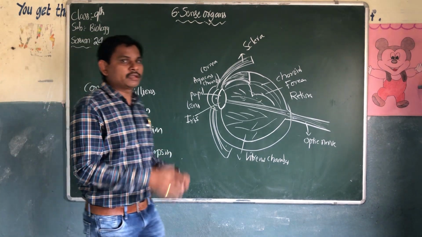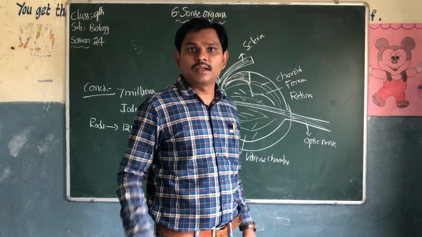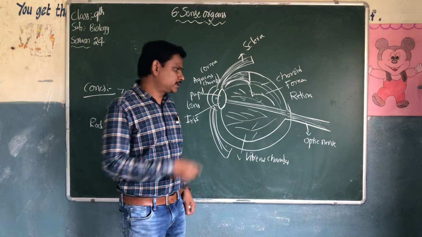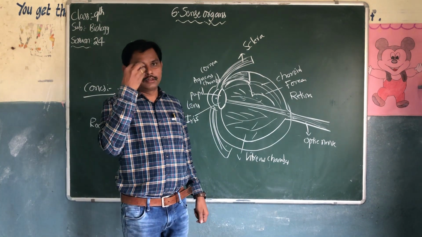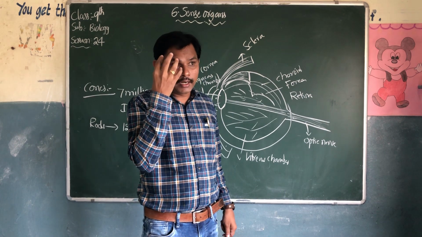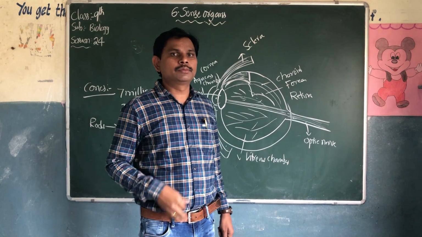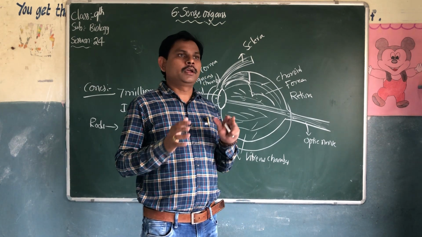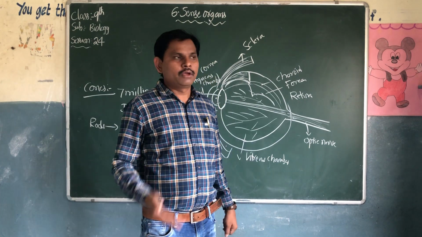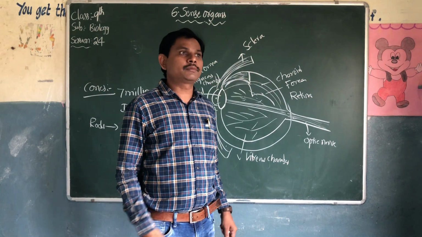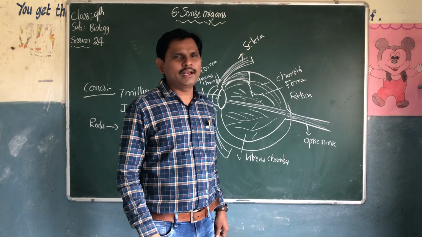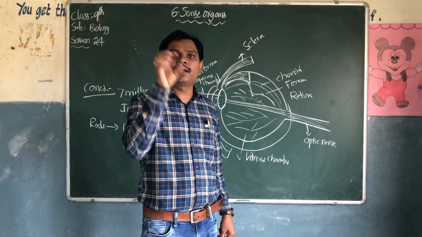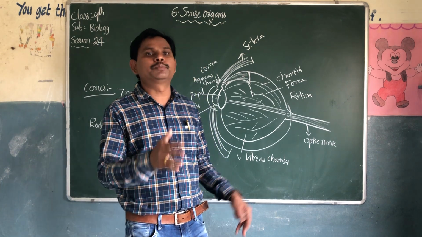If you enter a dark room, can we see anything? We cannot see. After a few minutes, what happens? The pupil size starts increasing when you enter the dark room, and after a few minutes we are able to see the objects around us. When you come from the dark room into the sunlight, we cannot see suddenly, so the pupil size decreases. An involuntary movement takes place in the pupil of the eye.